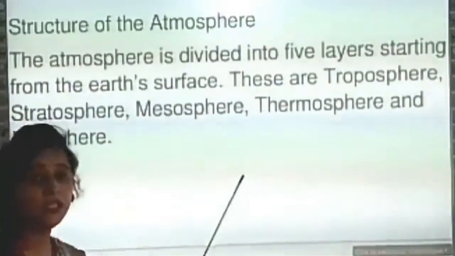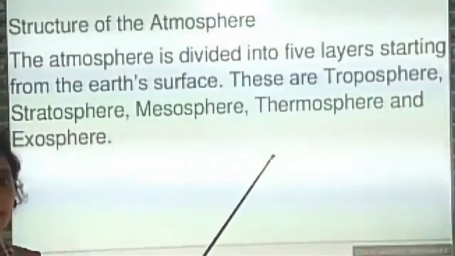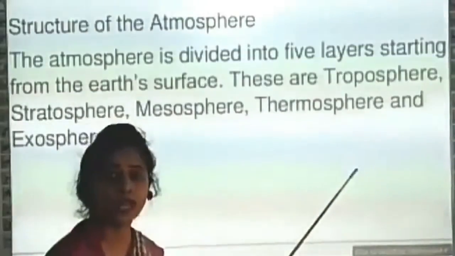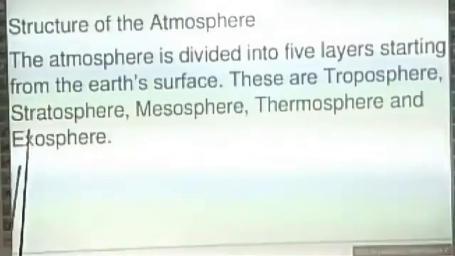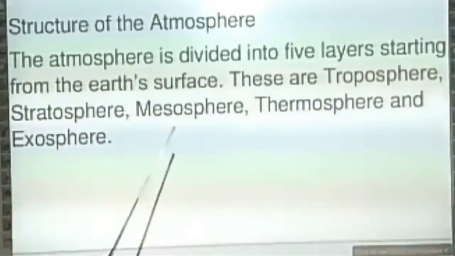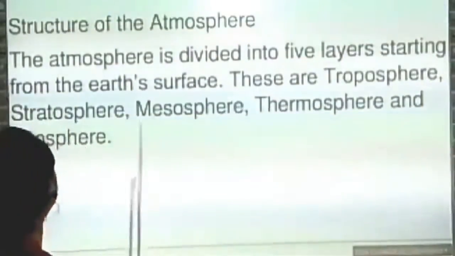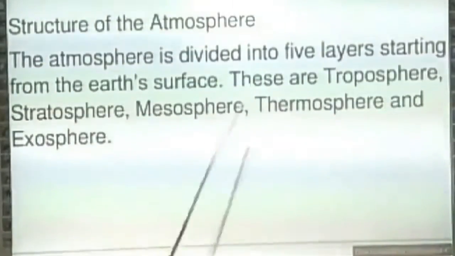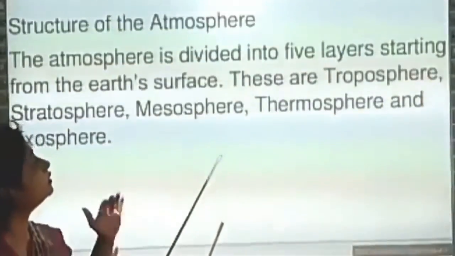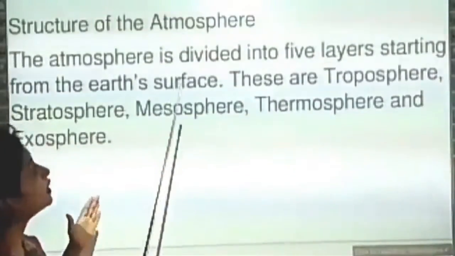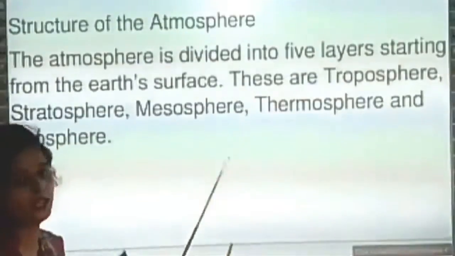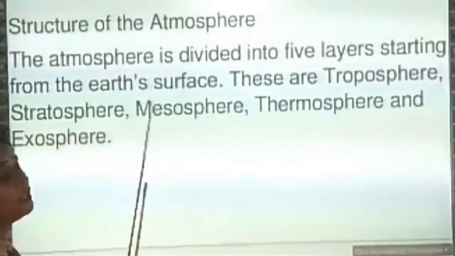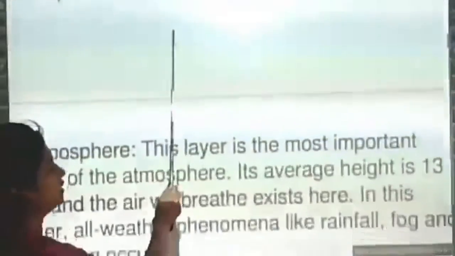Now we will know the names of these layers. First layer is troposphere, second stratosphere, mesosphere, thermosphere, and exosphere. These 5 layers are included in the atmosphere, and our atmosphere is built up by these 5 layers. So, in this slide, we will learn these layers.